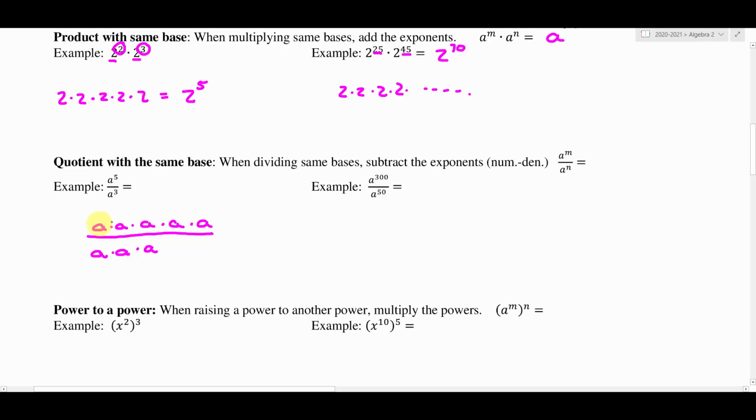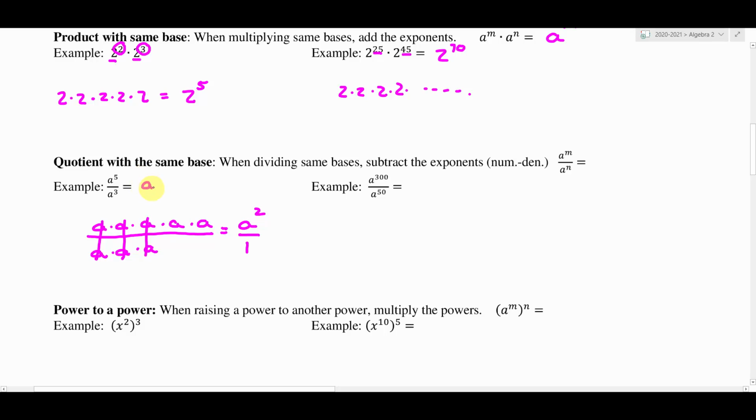And then I could cancel things out. Any common factors that are in the top and in the bottom, we can cancel those out. So these a's will cancel and become 1. These a's will cancel and become 1. These a's will cancel and become 1. And you'll notice that all we're left with in the top there is a times a, which is a squared. The bottom of our fraction will simply have a 1, because 1 times 1 times 1 is 1. So notice that we had a to the fifth divided by a to the third, and we got a to the second.